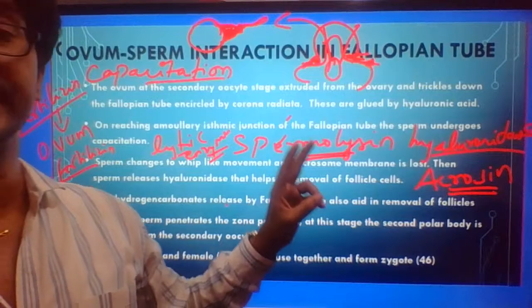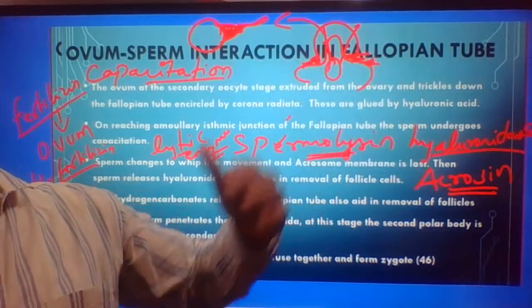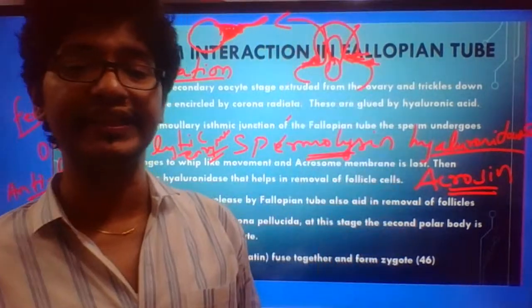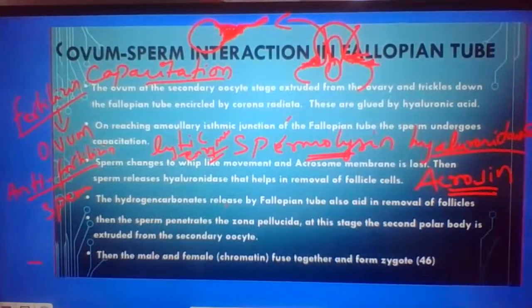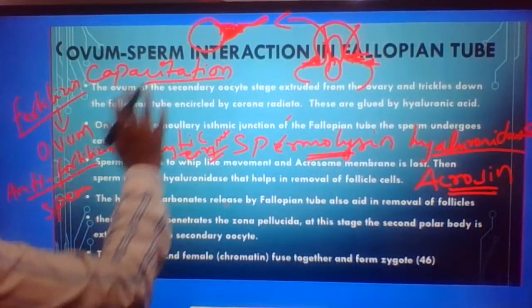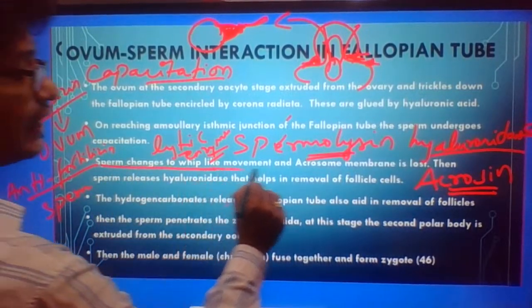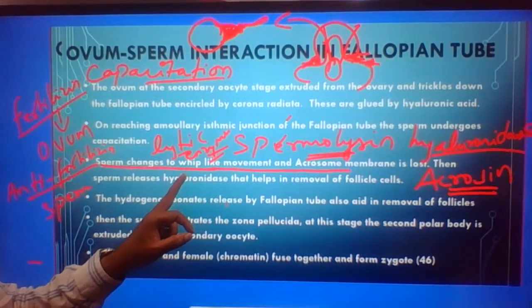Here, at fusion, you could see the animal pole and the vegetal pole. You have studied these two poles. What happens in the animal pole and vegetal pole? Here the axis of the cleavage is determined. Now the male gamete goes and fuses with the female gamete, which is clearly explained here. The sperm changes to a whip-like movement. It's not the normal movement actually.